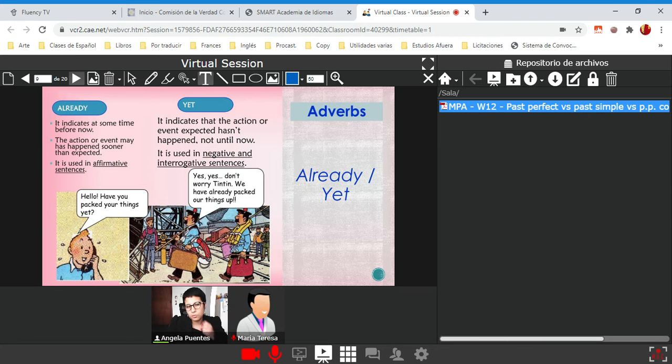And when you ask with yet, we have two options for questions or for interrogatives. You see, like have you packed your things yet? Okay. In this case, it's like, ya empacaste tus cosas, but only for the questions. And for the negatives, I haven't packed anything yet. Okay. Aún no he empacado nada. So, already for affirmatives, yet for negatives and interrogatives.